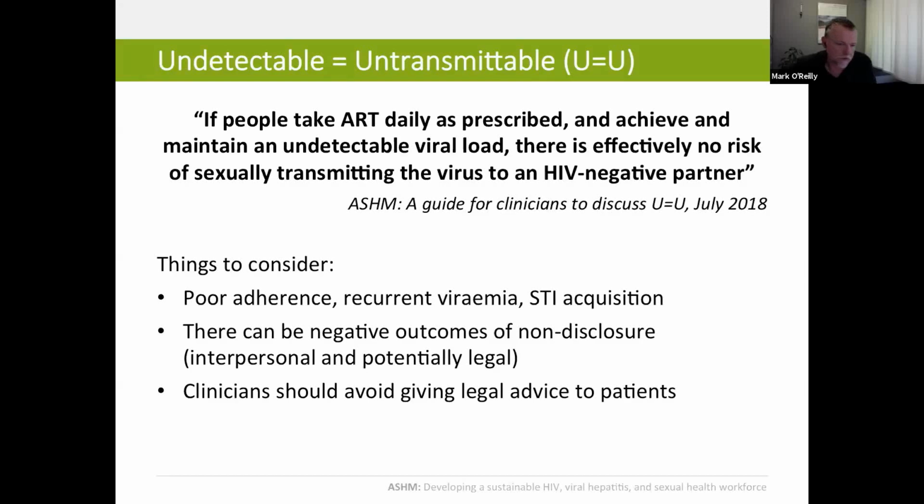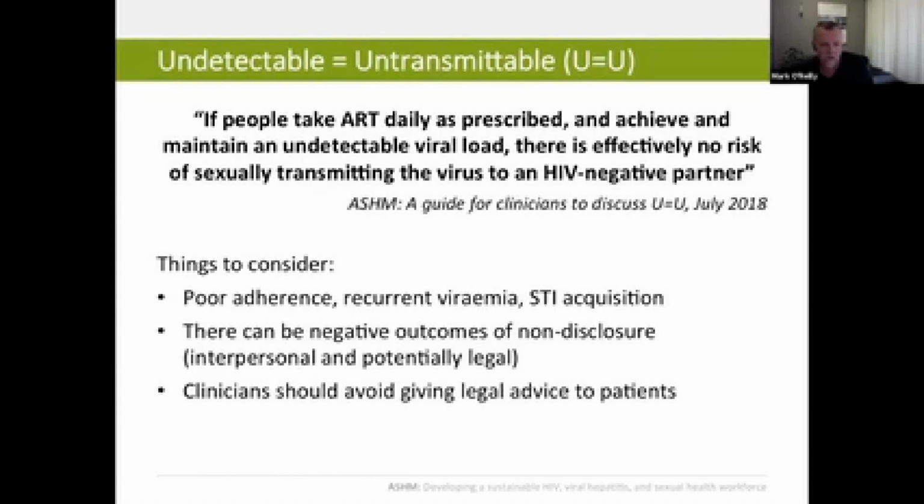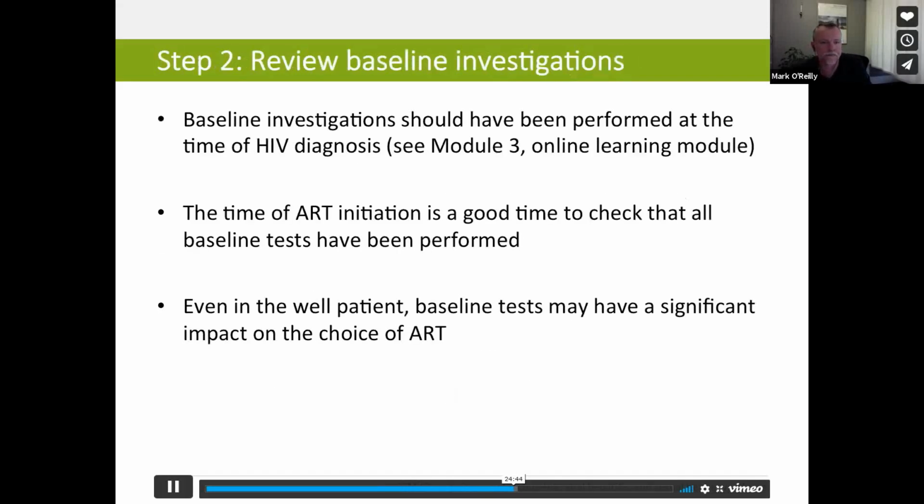Important things to consider, of course, are the impact of adherence, recurrent viremia and STI acquisition, and that not disclosing your HIV status to your sexual partner because you're relying on U equals U can have an impact on a sexual relationship and potentially legal consequences as well. And it's important that we as healthcare professionals looking after people living with HIV, while not the people providing legal advice around this, know how to signpost those people living with HIV to organisations where the right legal advice can be provided.